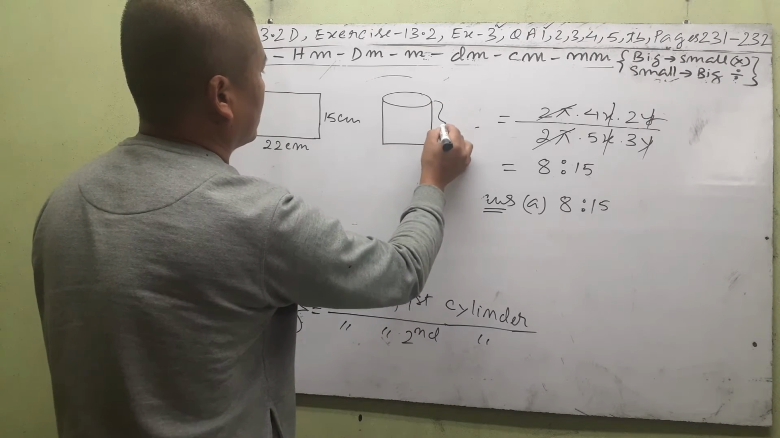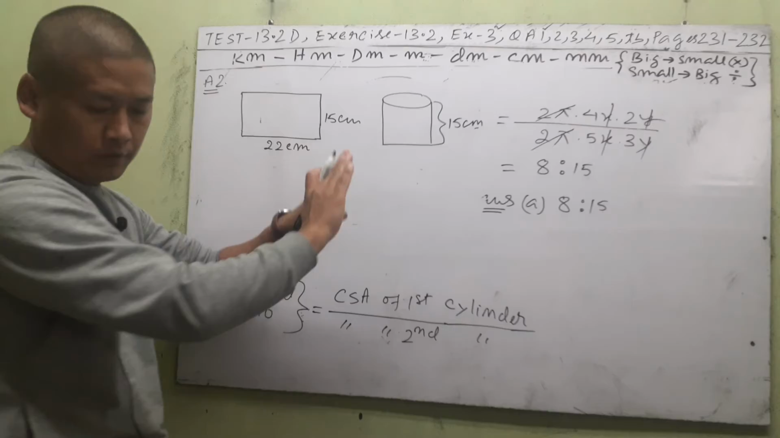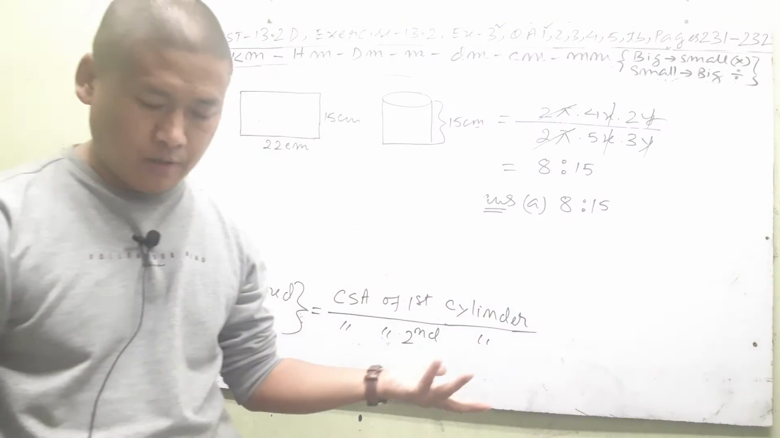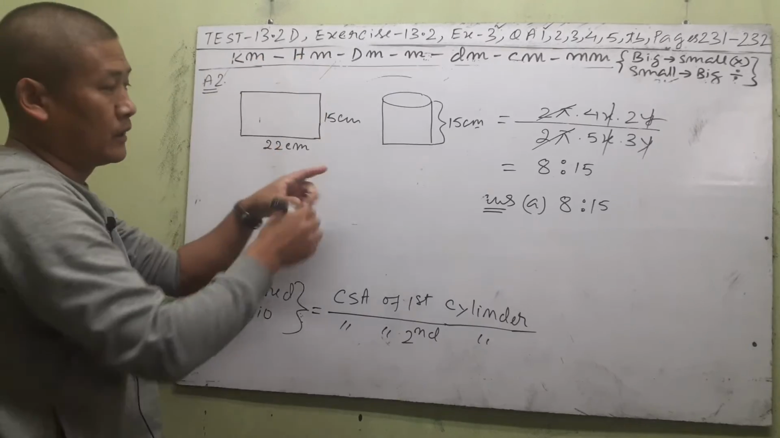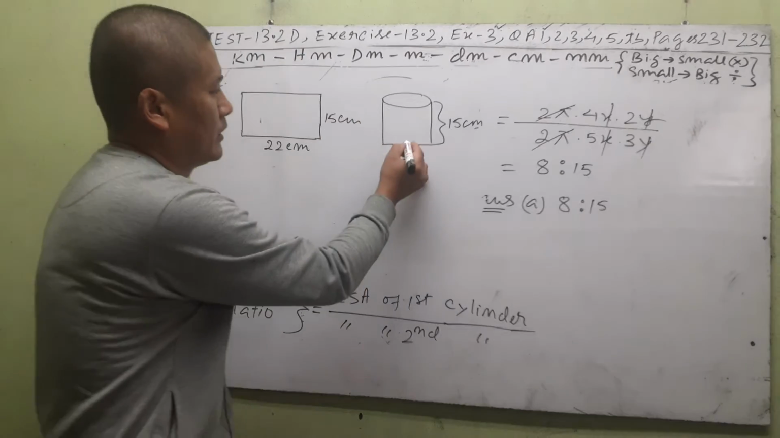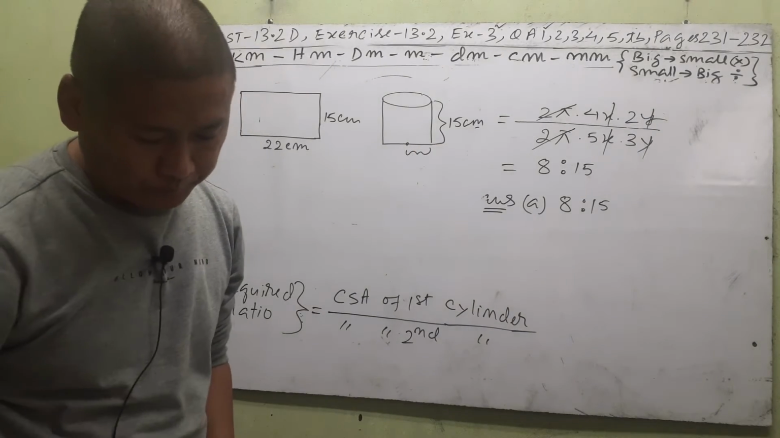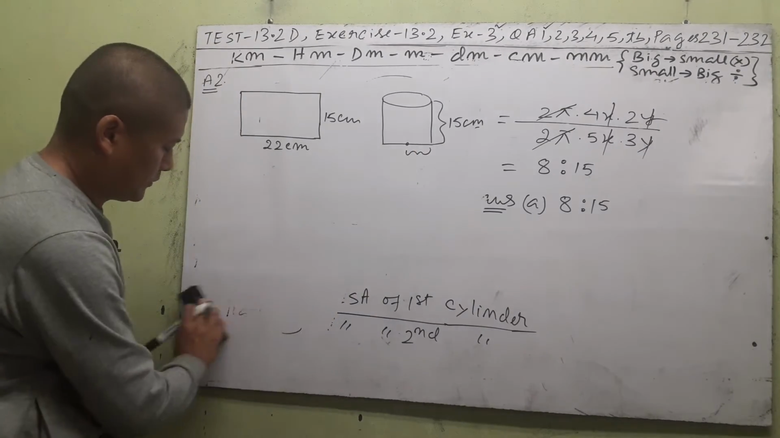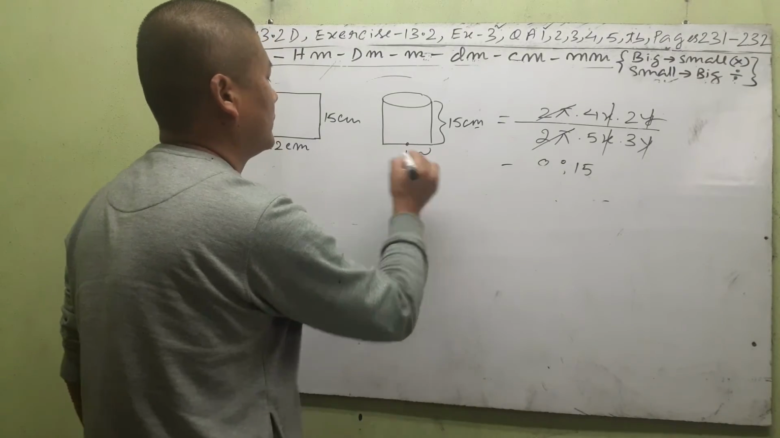So the height would remain 15 only, because it's rolled along the length, meaning 22 centimeter. It is rolled along the 22 and not rolled along the 15. So height will be there. So the cylinder does form, let us say the radius is this one, the radius of this cylinder. So let us write here R.